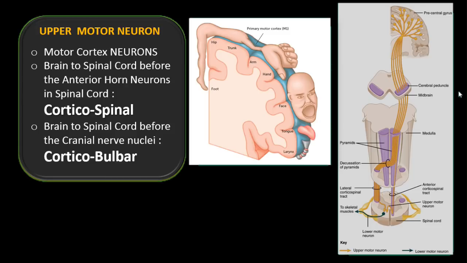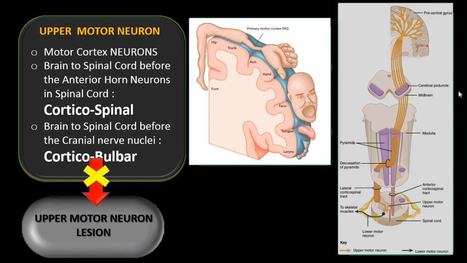Now take note that any lesion that would affect the upper motor neuron and its descending tract just before its synapse with the anterior horn cell of the spinal cord or the cranial nerve nuclei of the brainstem will produce clinical manifestations that are referred to as upper motor neuron lesion. Patient can have spasticity, hyperactive reflexes, Babinski, among others.